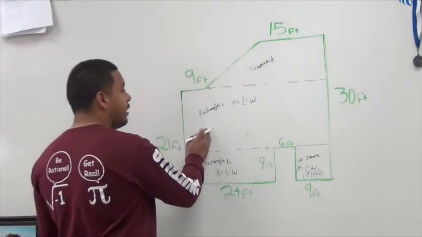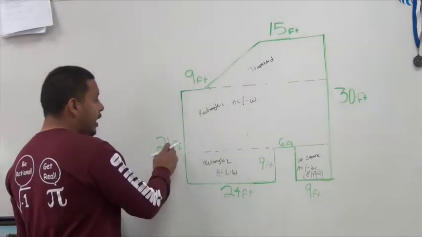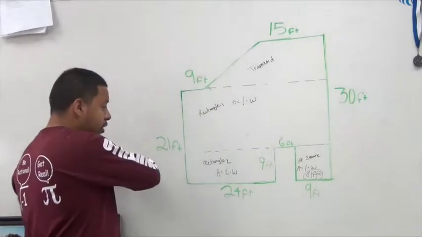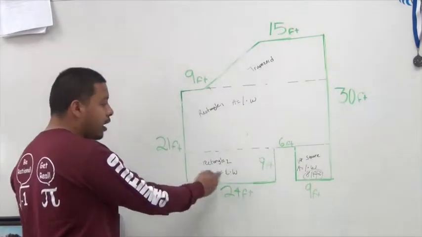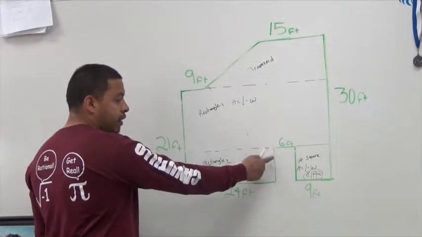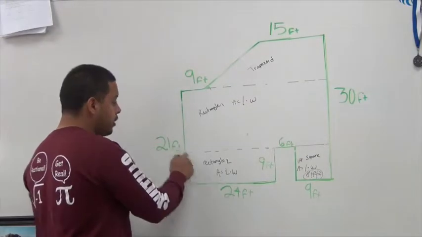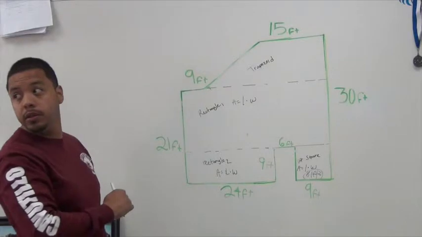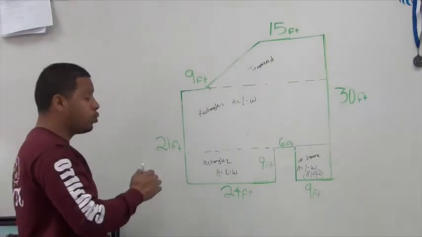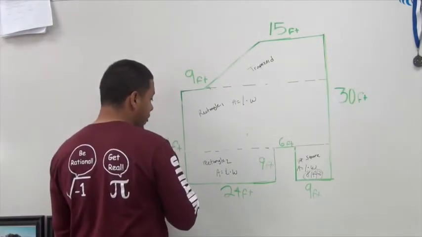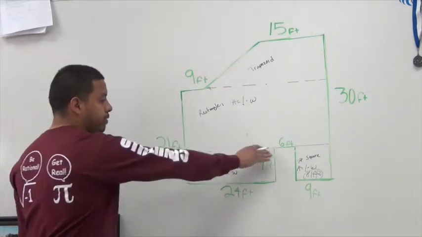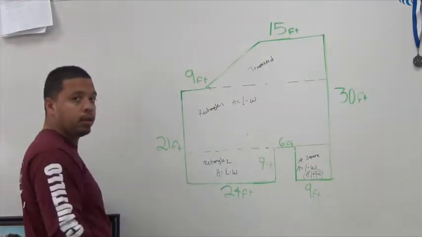This one, length times width. The length here is not going to be 21, remember, because you cut it. And you cut out how much? You cut out 9 here. So this one is 21 minus 9, which would be how much? 12, right? 21 from here to here, but if I take off 9, it's 12.